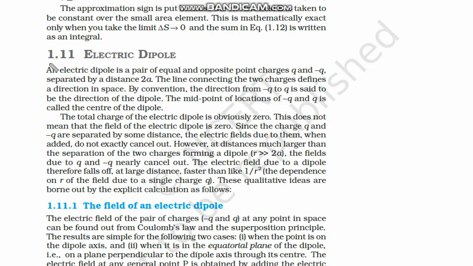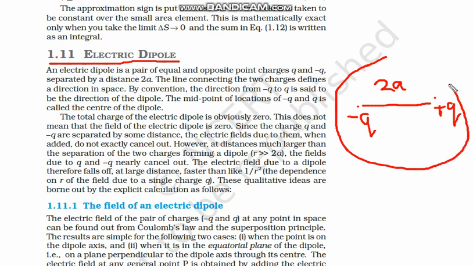On that day we were discussing electric dipole. What is an electric dipole? Suppose we take two charges, minus q and another charge, positive q. If these charges are separated by a very small distance, which is called 2a, then this whole arrangement is called an electric dipole.